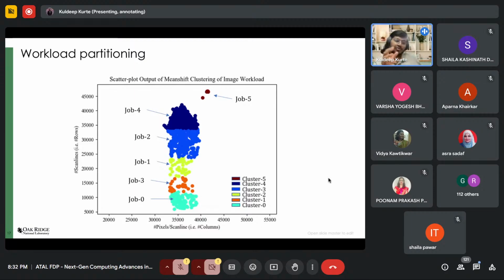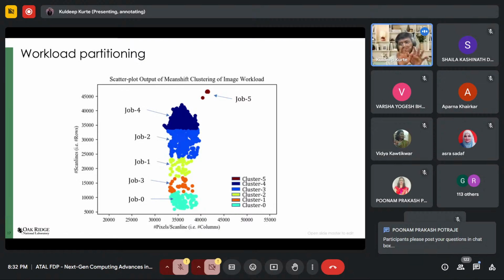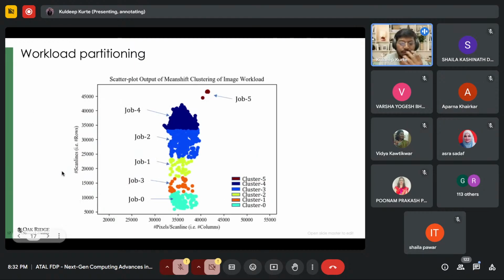So was that argument clear? I think it is very simple to understand, but it is very important to make sure that your load is balanced among your processing units. That was the highlighting point. And for that, we can use any other approach.